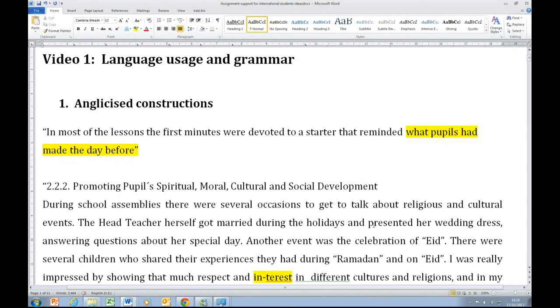Now, these are some quotes that I actually got from assignments written by international students, and it was actually not difficult at all to find examples of quotes that included linguistic inaccuracies. For example, in this first quote, the person wrote, "in most of the lessons, the first minutes were devoted to a starter that reminded," and then I should probably say, "reminded students of the content that they had covered the day before," for example. That would be one way of getting that sentence correct.